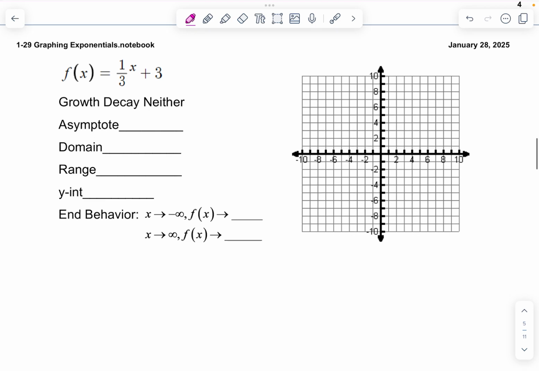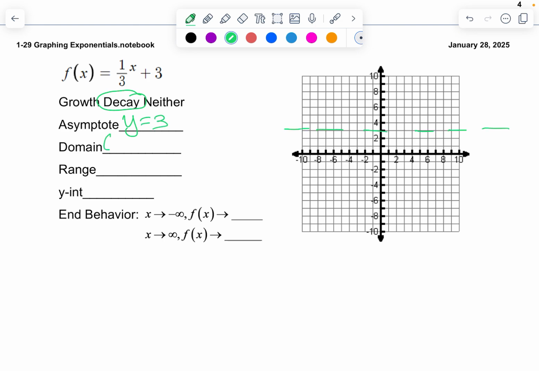All right, the next one we're going to look at is (1/3)^(x+3). So we can look at that and say, okay, well, the r is a fraction. So that means it's a regular fraction, so it's not improper. So that means it's going to be decay. And our asymptote is y equals 3. So I'm going to go ahead and graph my asymptote.